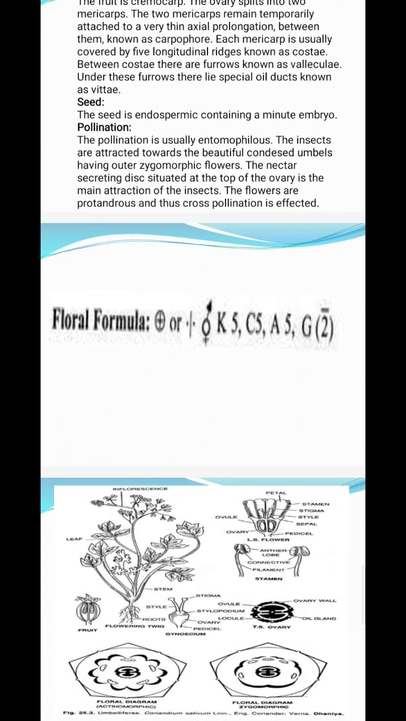So I hope all of you got this family Umbelliferae or Apiaceae. So now I stop here. I hope all of you understand this family.